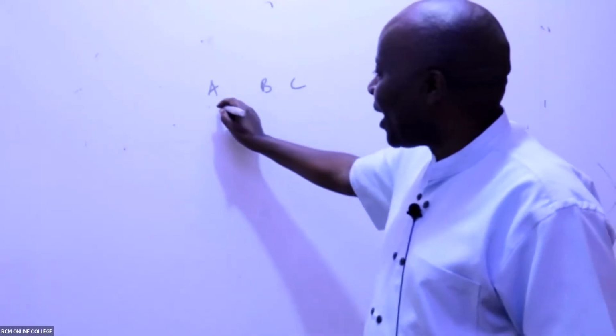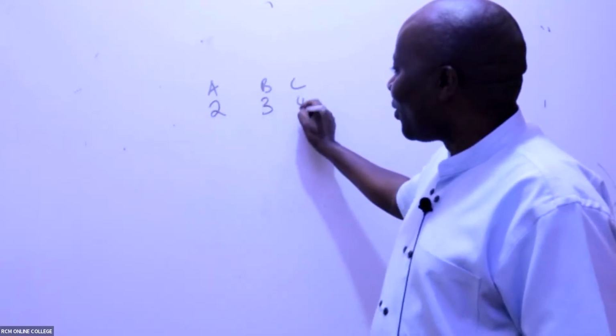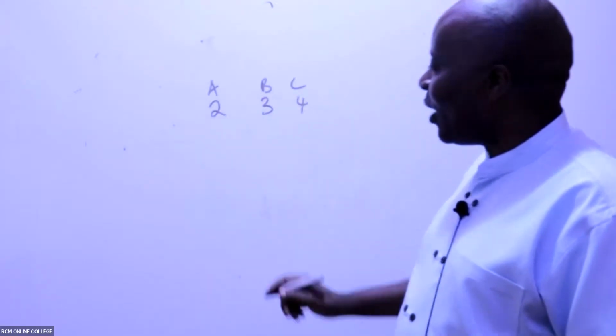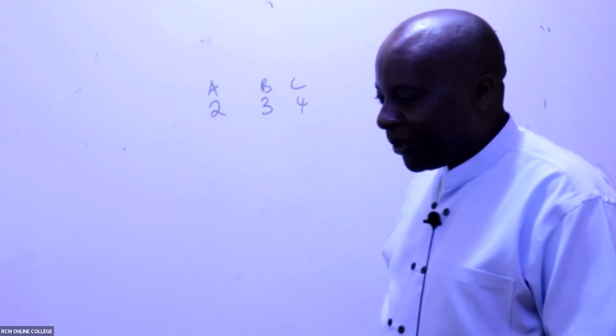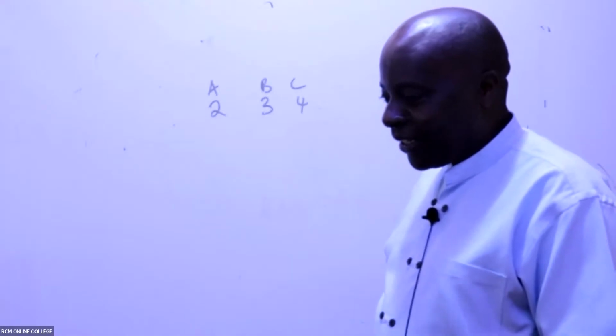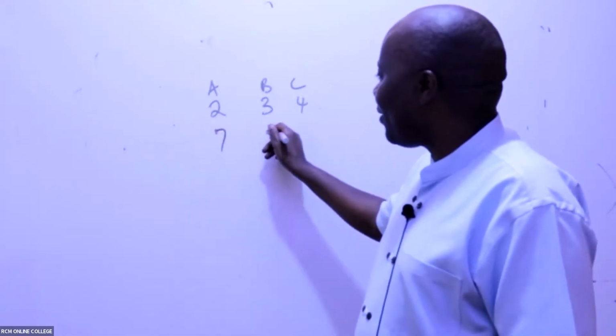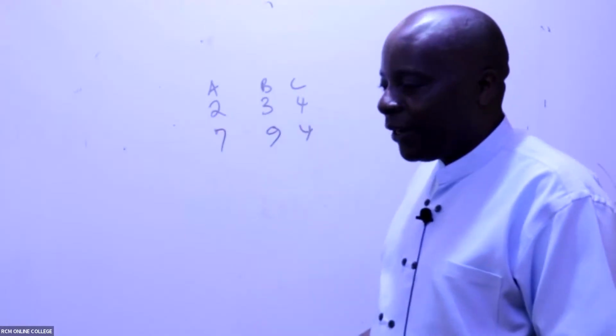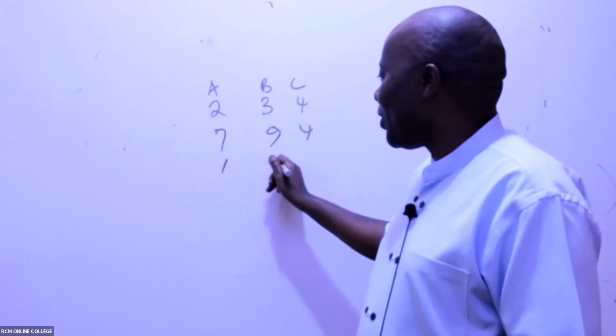2, 3, 4. Remember we cancel the zeros, isn't it? 2, 3, 4. How about row number 2? 7, 9, 4. So we have here 7, 9, 4. And then we have here 1, 4, 2. Thank you very much. 1, 4, 2.